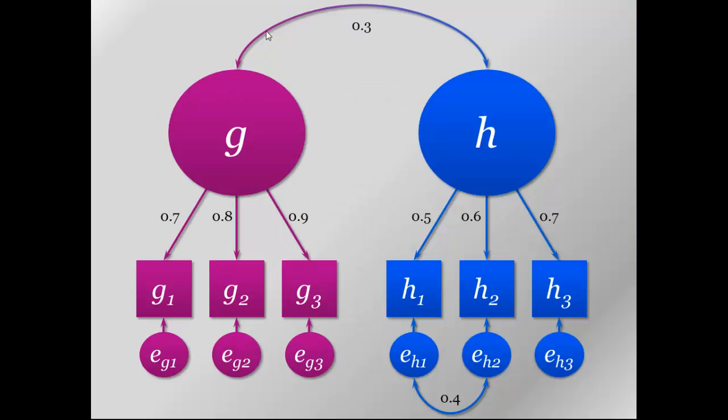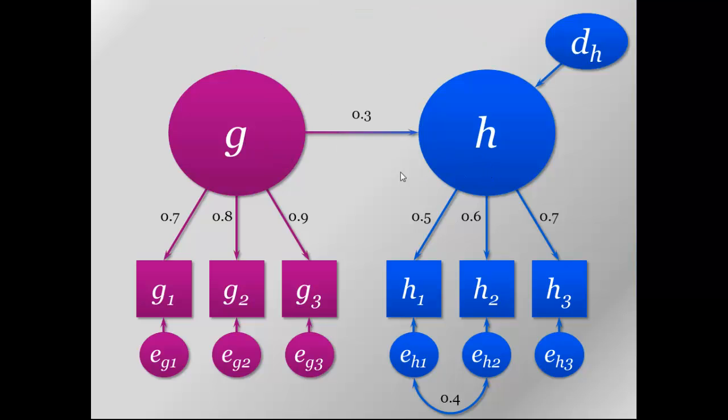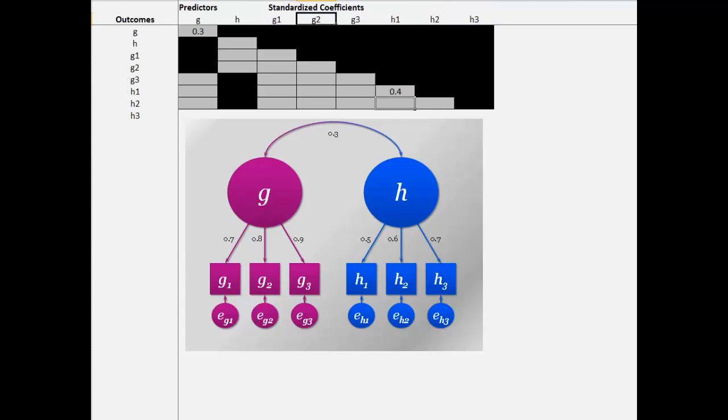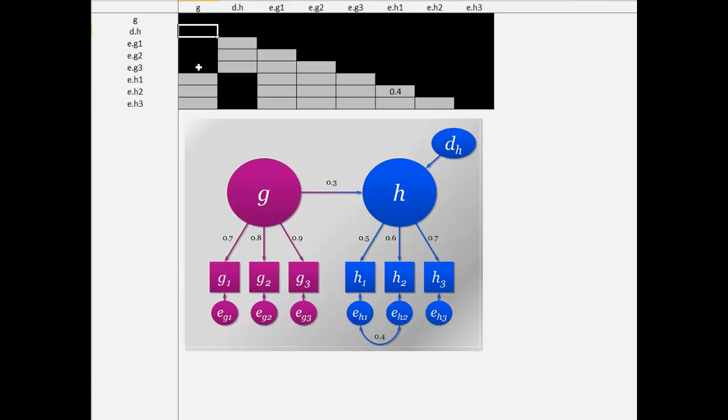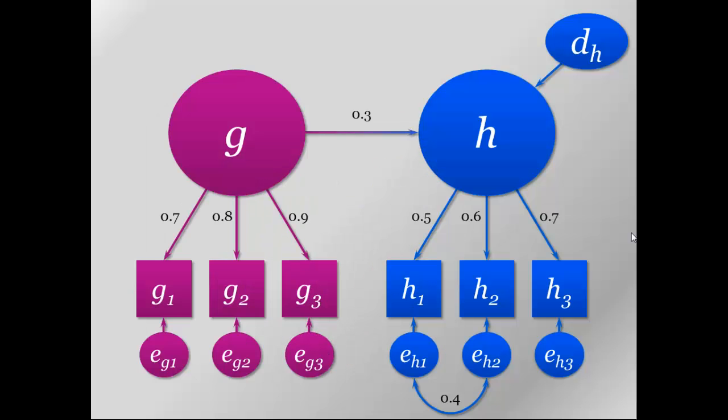What if instead of a correlation between G and H, I want a path from G to H, like so? Now we have a disturbance term. Suppose this path is 0.3. Then I go to my spreadsheet, and I click on the Regressions tab, and I put in 0.3. Now if I go to the Correlations tab, I didn't erase the 0.3 that was there, but you can see it's blacked out, and the code will not specify a correlation anymore. But I could delete it if I want to.